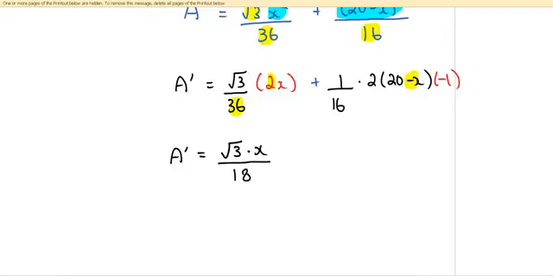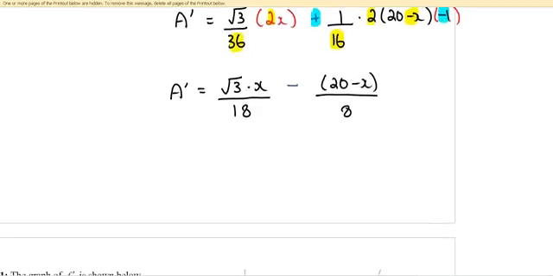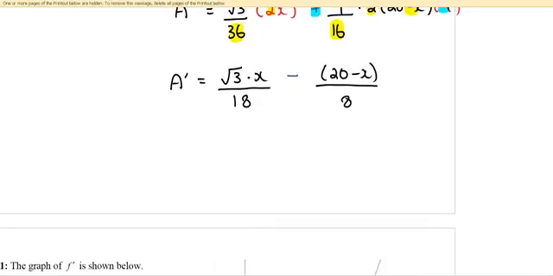Over here I have a minus sign and over here a plus sign, so that's going to be a minus there. And then I have a 2 and a 16, so that's going to be an 8 on the denominator, so this is going to be 20 minus x all over 8. Okay, so there it is. There's my derivative. I've simplified this as much as possible.